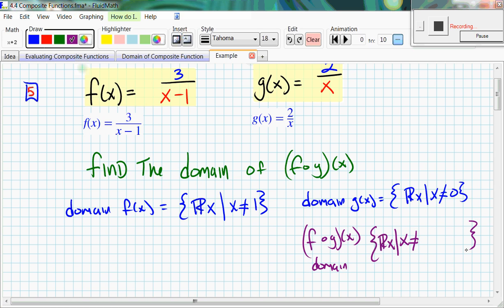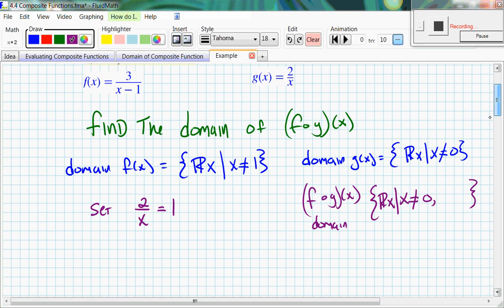Well, right away, since g of x is inside f, I'm not allowed to have 0, so I can't plug 0 into that. Now, I want to prevent g of x from ever equaling 1. So you set g of x, which is 2 divided by x, equal to 1, and you solve this little tiny equation. Well, that's just pretty simple, right? So x is equal to 2. So that means that I cannot have 0 or 2 in my composite function for my domain.